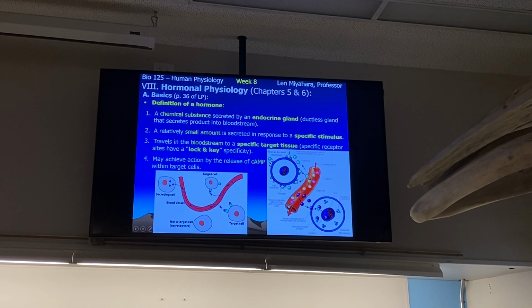This receptor works like the lock and key we talked about with specificity. I think it was like the second slide of the semester. For hormones that have to bind to a receptor on the cell membrane, oftentimes their action is achieved through cyclic AMP, an intracellular messenger. You guys remember it? Cyclic AMP, intracellular messenger.